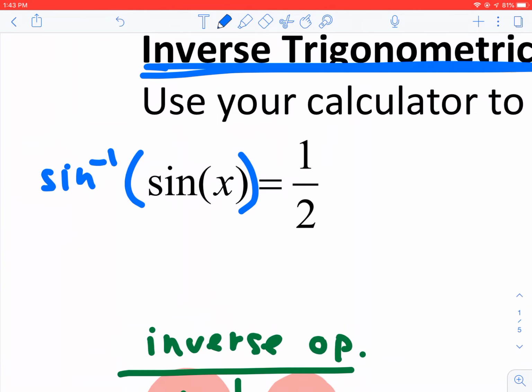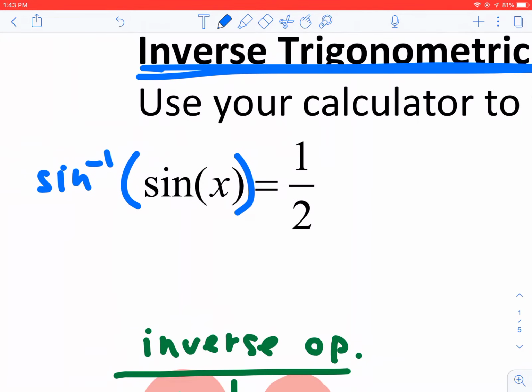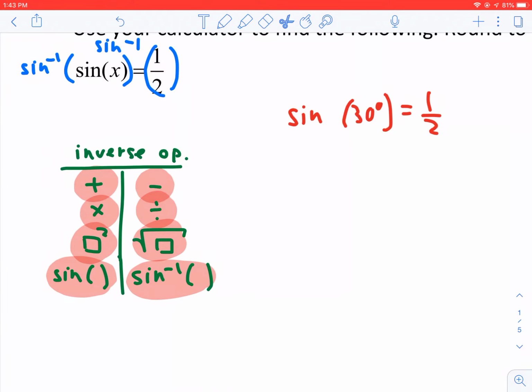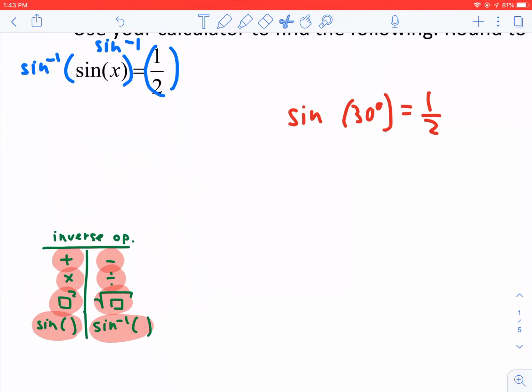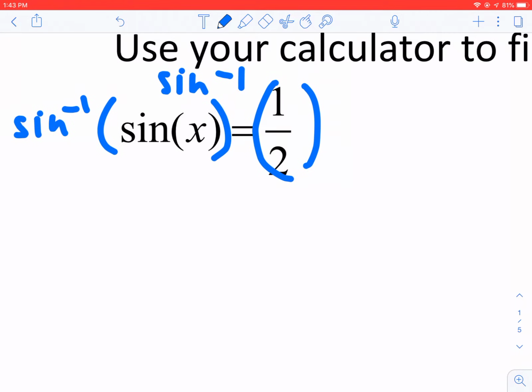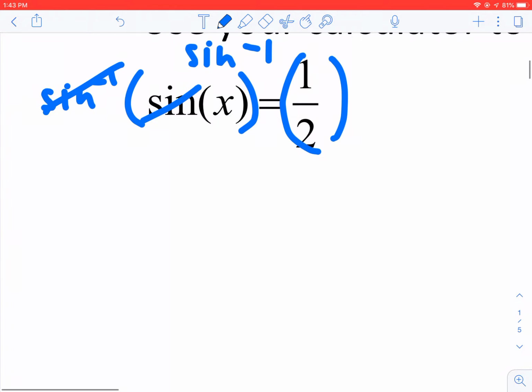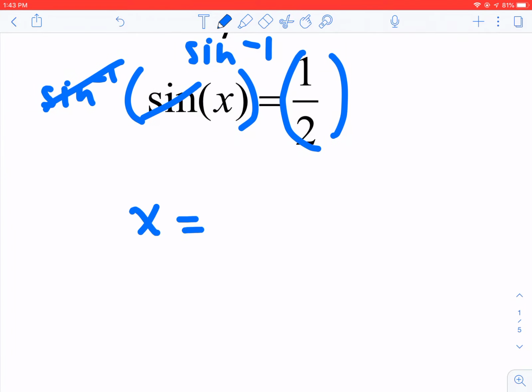Of course, I can't just do that on one side, so I need to do that on both sides. So I'll also take the inverse sine of a half. And what happens when we do this? Well, again, sine and inverse sine are opposite operations, so they are going to cancel each other out. So we get x is equal to the inverse sine of a half.